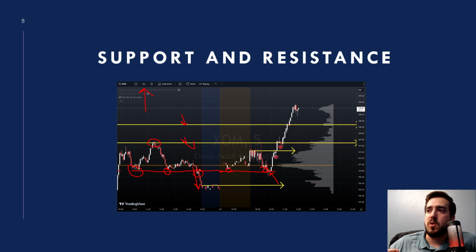Normally, once you break over a resistance level, it typically becomes the support, and if it is supported, then you will see more upside. In this case, we broke underneath support, we came back up, and it resisted. That means that line is no longer support, but it is resistance.